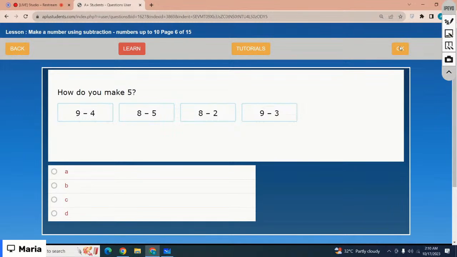Very good. That is option number A. 9 take away 4 equals 5. Option A is the correct one.